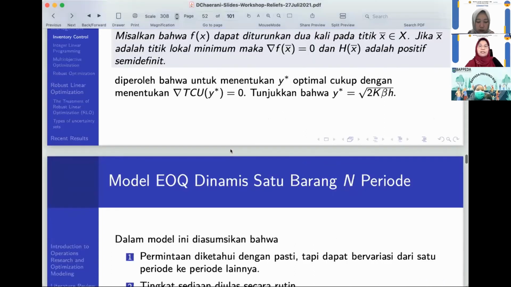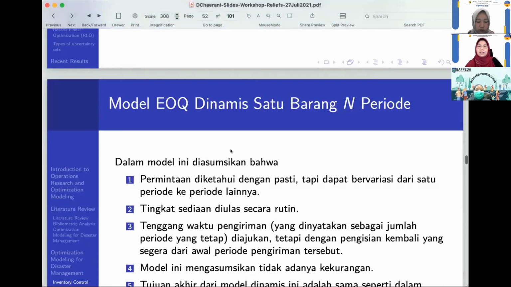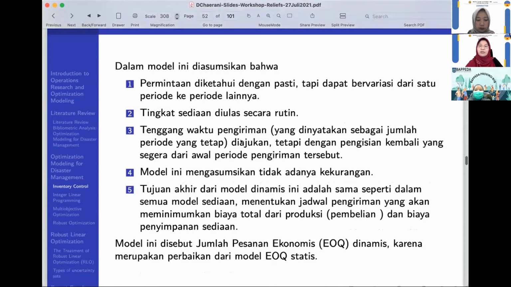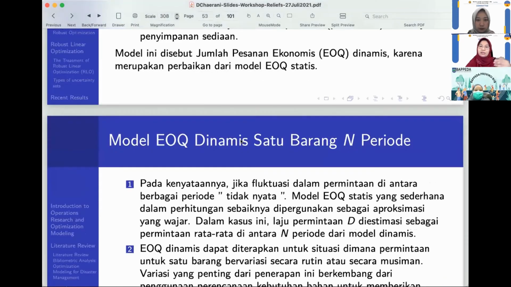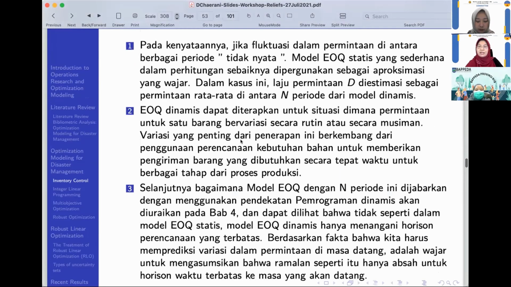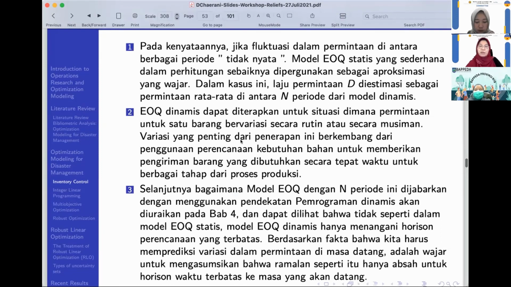Tadi kita bisa lihat dulu EOQ dinamis juga. Tadi yang statis satu barang, sedangkan EOQ dinamis adalah satu barang tapi n periode. Silakan Bapak dan Ibu nanti boleh dilihat. Ini tadi pengantar saja mengenai inventory.